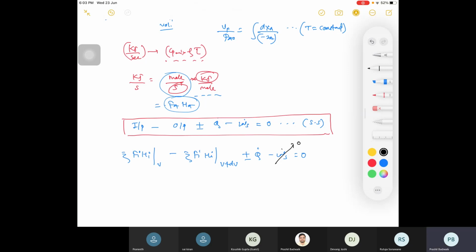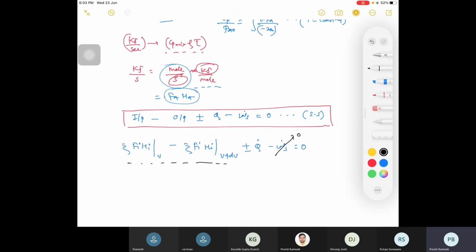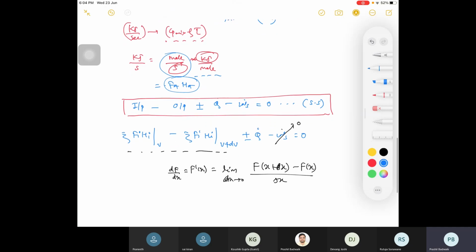I need to convert this into a differential term. How will we do it? Maybe you know df by dx, that is f dash x. What did we do? Limit delta x tending to 0, of f of x plus delta x minus f of x divided by delta x. This was your definition of the limit. So according to this definition, what will we do here?